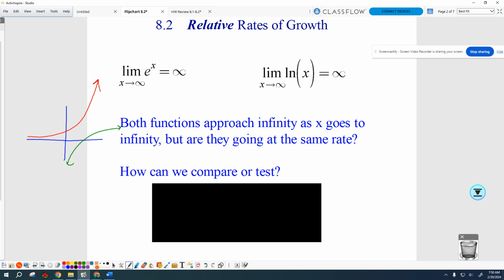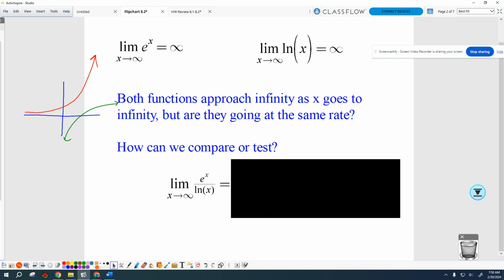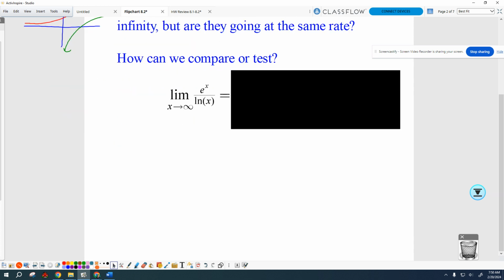If we got to the end of the board in terms of x, the red one, e to the x, would be at the moon, and the green one for natural log would still be on the board. So it's a significant change in the growth. So the way we test to see which one is stronger or growing faster or has the most oomph to it, we're gonna do this thing. I might as well give it its name now.